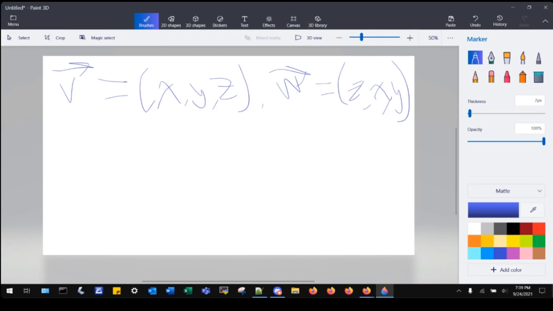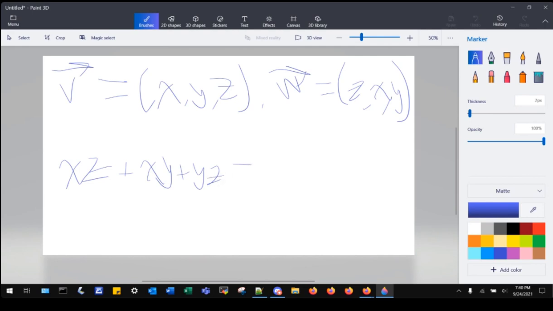Now we want to find the angle between these vectors. So the dot product of these two vectors will be equal to the product of the magnitudes times cosine theta. So the dot product will be xz plus xy plus yz.